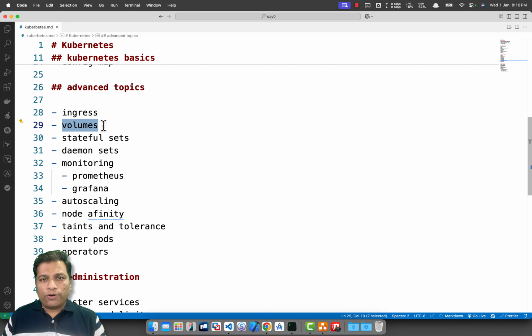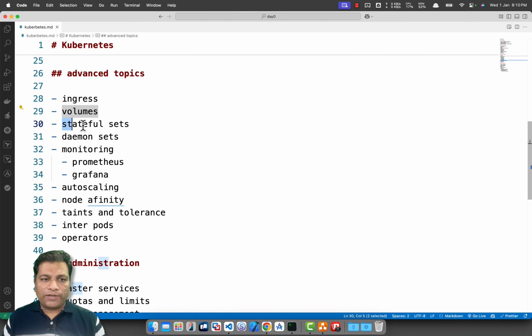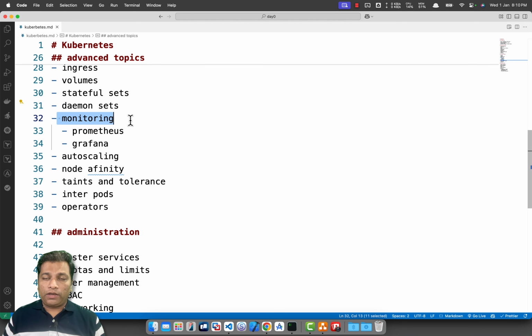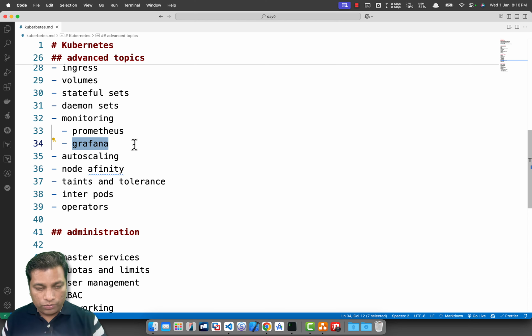Then we'll understand how to persist the data by using volumes. In Kubernetes, this is called the persistent volume and persistent volume claim. Then we'll go for stateful sets and daemon sets. So we'll understand the requirements of them in those topics. Another important topic: what exactly is the application state at the moment? This can be done by monitoring the Kubernetes cluster. We'll do it by using something called Prometheus and Grafana. Both of them are industry standard tools.